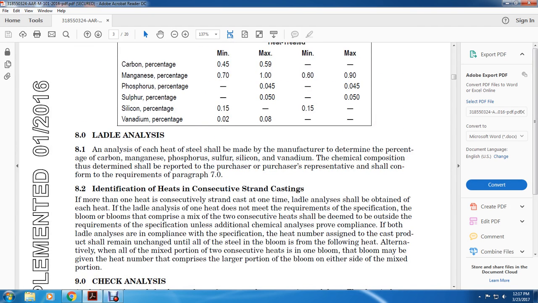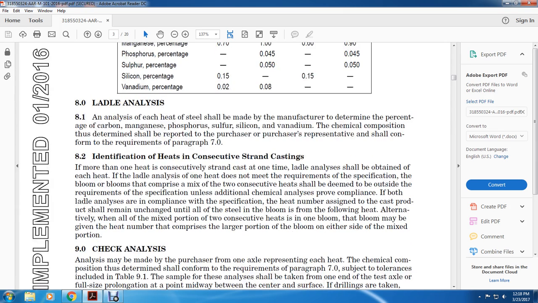Ladle analysis. An analysis of each heat of the steel shall be made by the manufacturer to determine the percentage of carbon, manganese, phosphorus, sulfur, silicon, and vanadium. The chemical composition determined shall be reported to the purchaser. The purchaser's representative shall be conformed with the requirements of paragraph 7.0. Identification of heating, consecutive strand casting. If more than one heat is consecutively strand cast at one time, the ladle analysis shall be obtained from each of the heats.